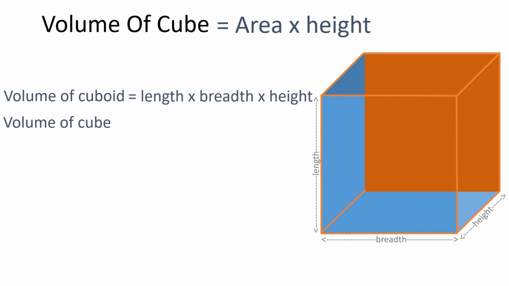We know that in cube all the edges are equal in length. That means length is equal to breadth is equal to height is equal to edge. So volume of cube is equal to edge multiplied by edge multiplied by edge, or edge cube.